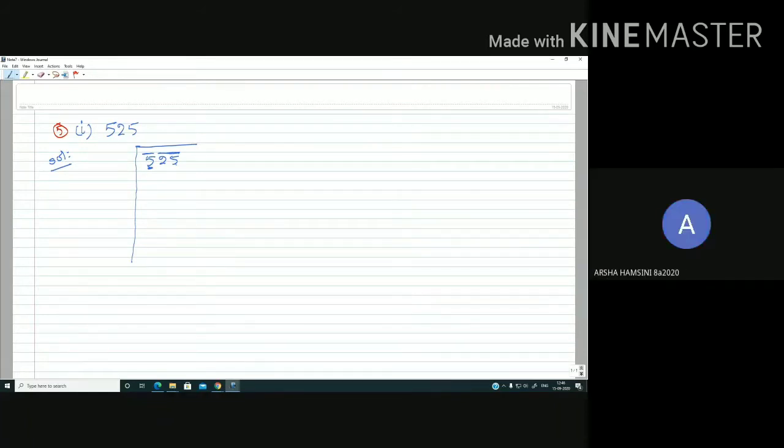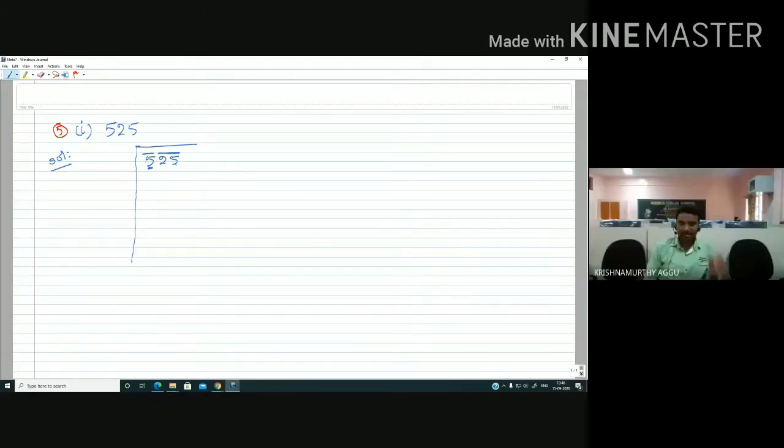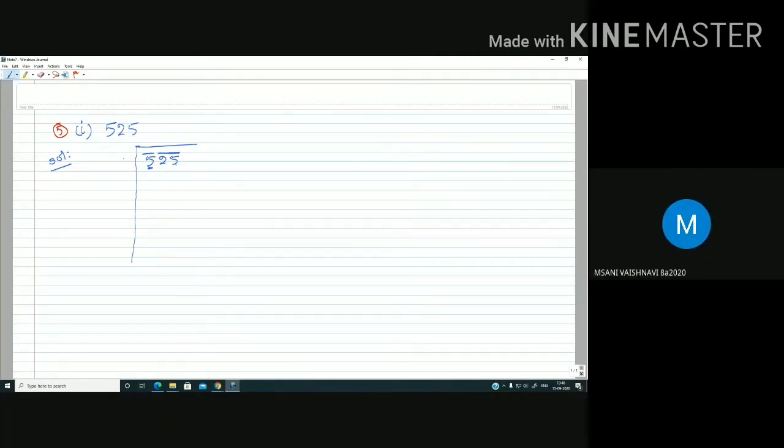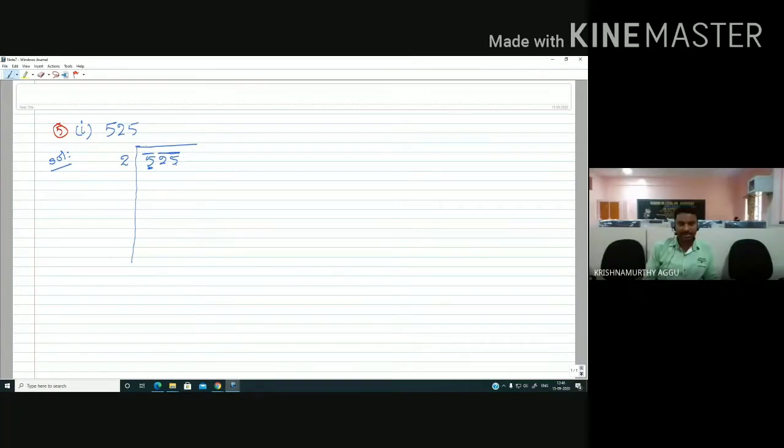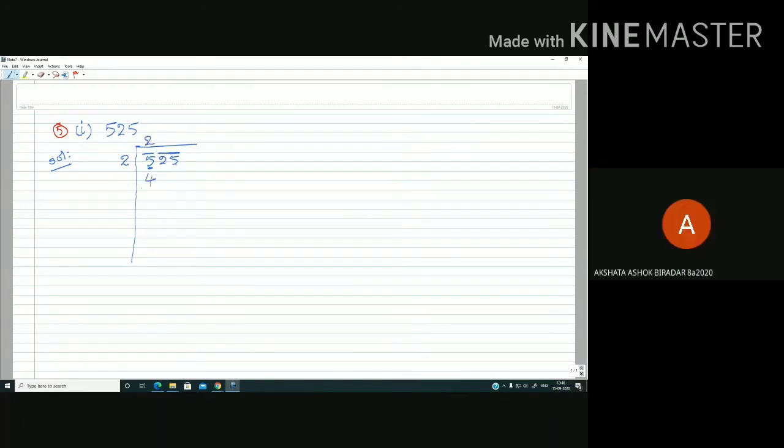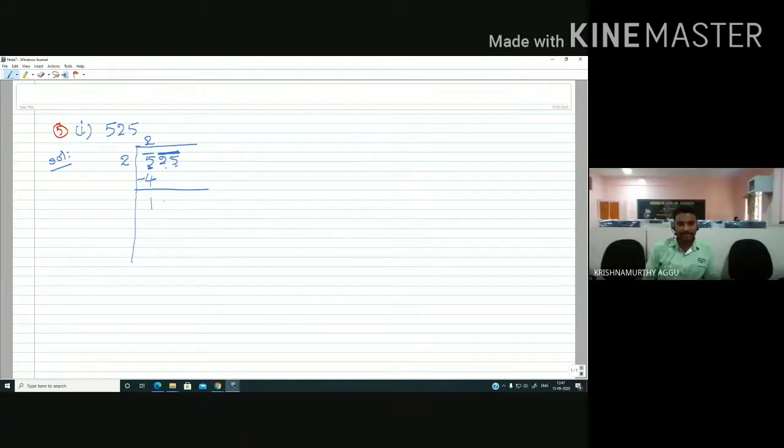No, sir. Since 5 is not a perfect square number, take the perfect square number before that, which is 4. 4 can be written as 2 into 2. 2 times 2 will be 4. After that, we can subtract. 5 minus 4 is 1. Take down the next number below the second bar, that is 25. Now the number is 125.